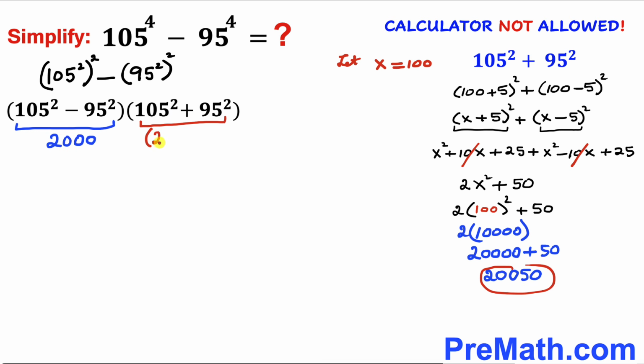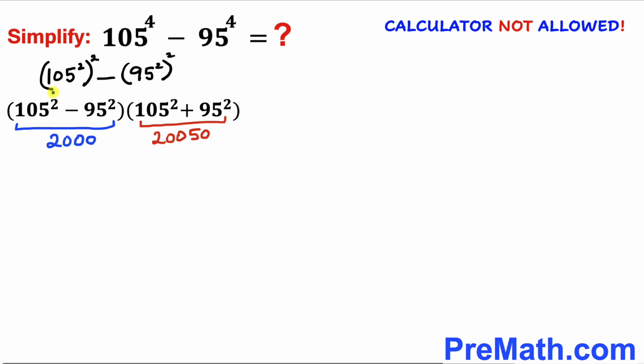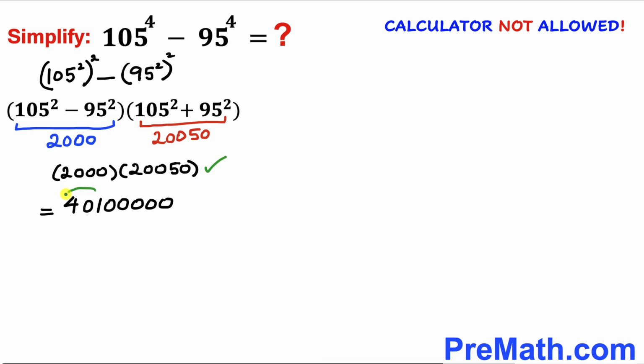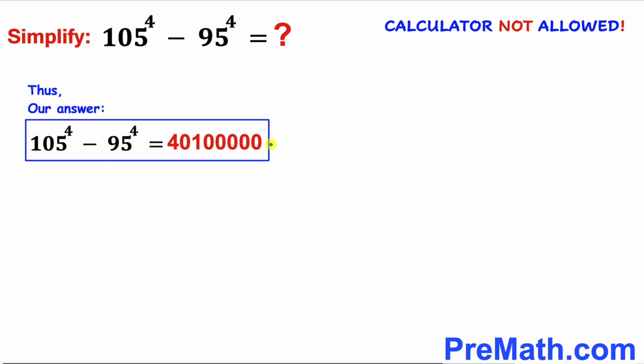So I can write down 20,050 over here. So the first factor has been simplified to 2000. The second factor has been simplified to 20,050. So therefore we are going to multiply them out. And if we multiply these two out, we are ended up with this 40,100,000. So thus after all the calculations and manipulations, the value of 105 whole power 4 minus 95 whole power 4 turns out to be 40,100,000. And that's our final answer.